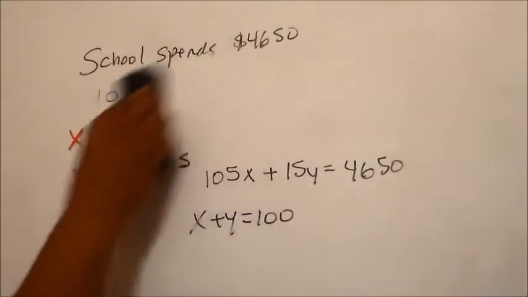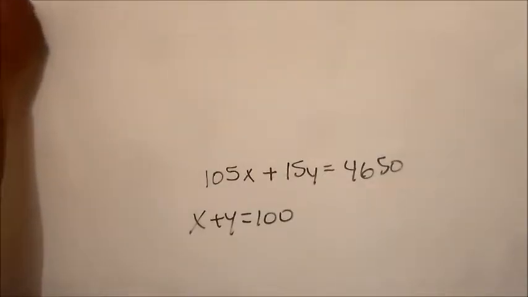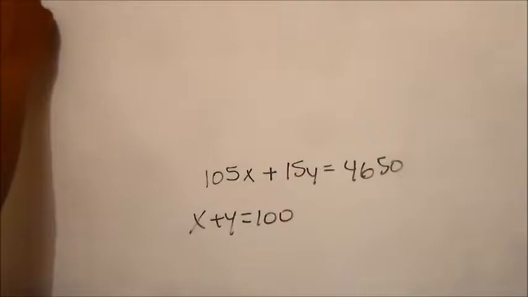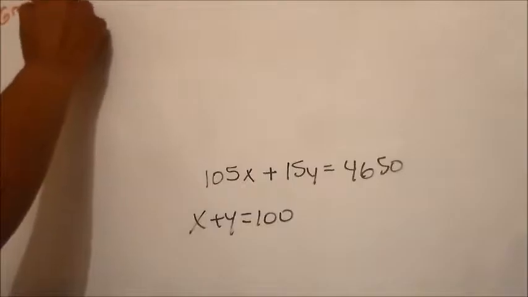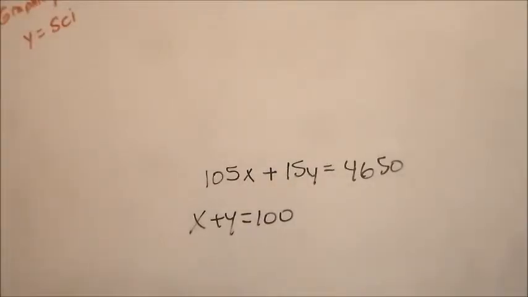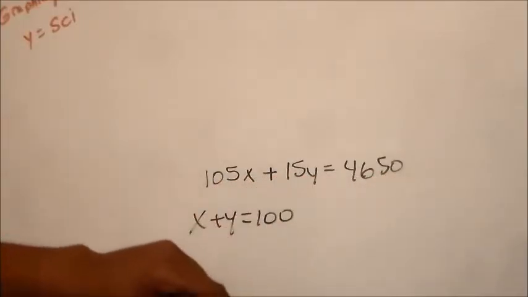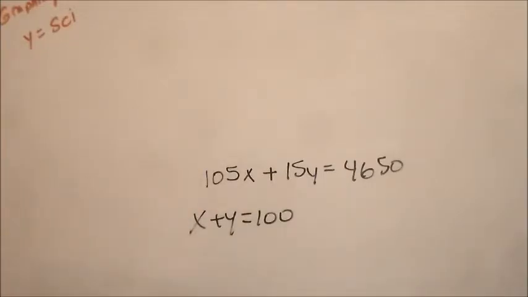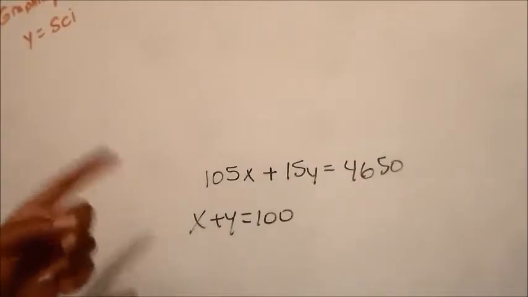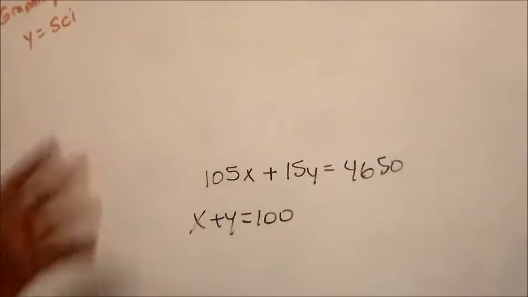Now, so we don't forget, x is equal to graphing, y is equal to scientific calculator. Out of all this money we spent, $4,650 on 100 calculators, we're going to find all our unknowns: how many calculators are graphing, how many are scientific, and what was the total cost.